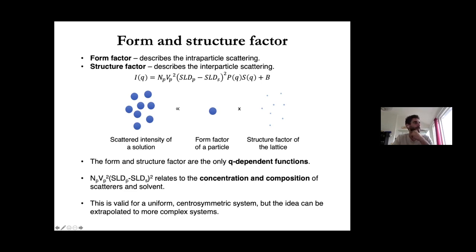If we look at this scattering equation, which describes the scattering from centrally symmetric uniform spheres, what happens here is that we have the form factor and the structure factor that correlate to the intensity. This is the scattering axis and some parameters that account for the concentration of particles. Basically this leaves the form factor and the structure factor as Q-dependent functions, okay? This is valid, as I said, for a sphere, but I just want you to have an idea of how these different parameters affect the scattering equation. So there is a convolution of these two terms, but this idea can be generalized for more complex structures. This is just the simplest possible equation.